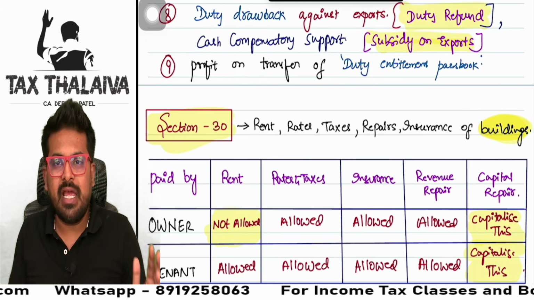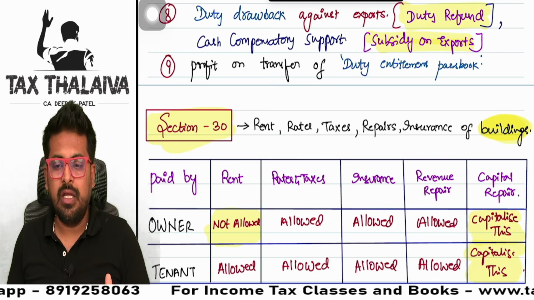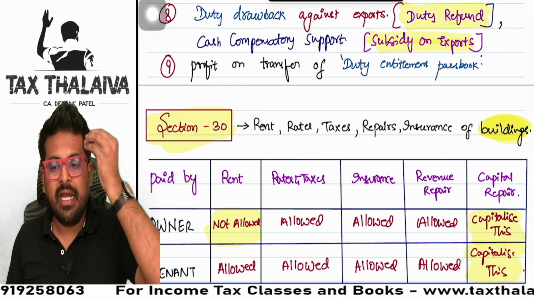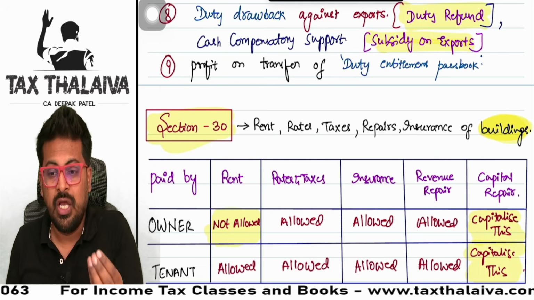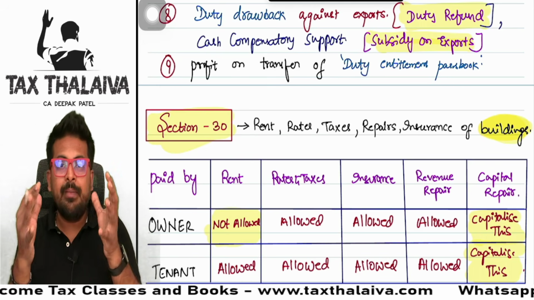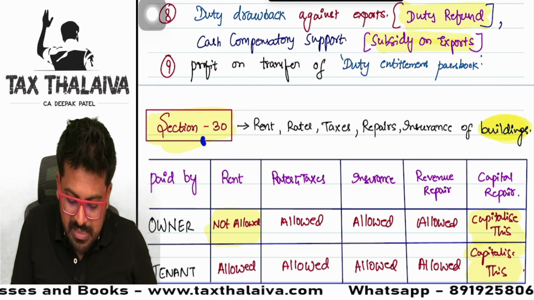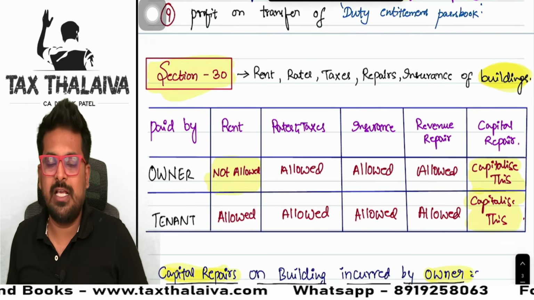Of course, if you are using any building for your business purpose, then if you pay any rent for the building or any taxes for the building, or if you have done revenue repairs, you can claim. And if you have taken any insurance policy for the building, you can claim it as expenditure in your books of accounts. Correct or not? So that is dealt with in section 30. This is an expenditure section.